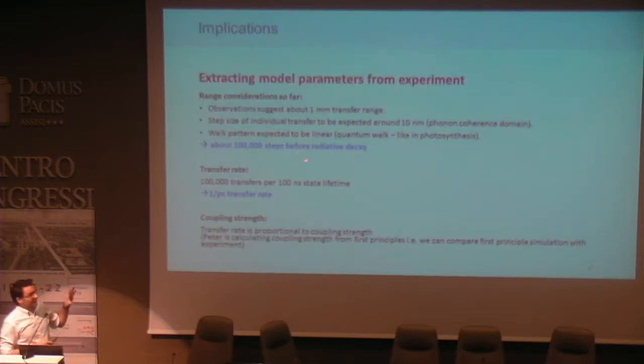Let's think about some implications of what we already learned, or the preliminary conclusions from these recent experiments. So if we have a 1 millimeter transfer range, that these difference images suggest, and we expect a step size for an individual transfer of 10 nanometers, then we would expect about 100,000 steps within the lifetime of this state, which then translates into a 1 per picosecond transfer rate.